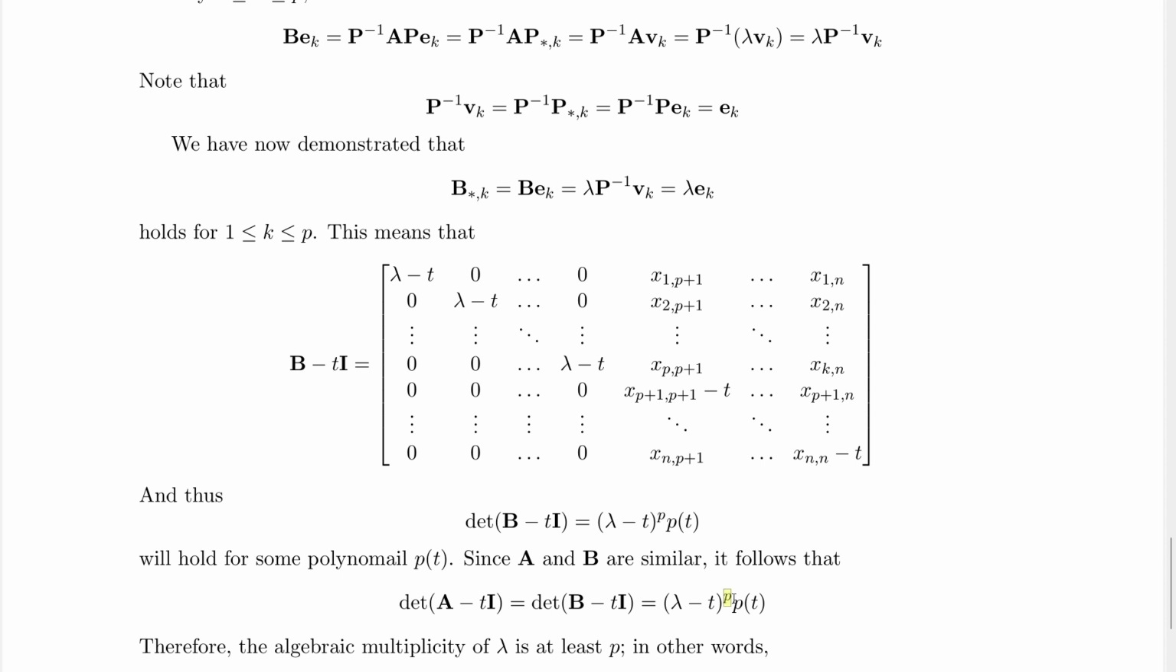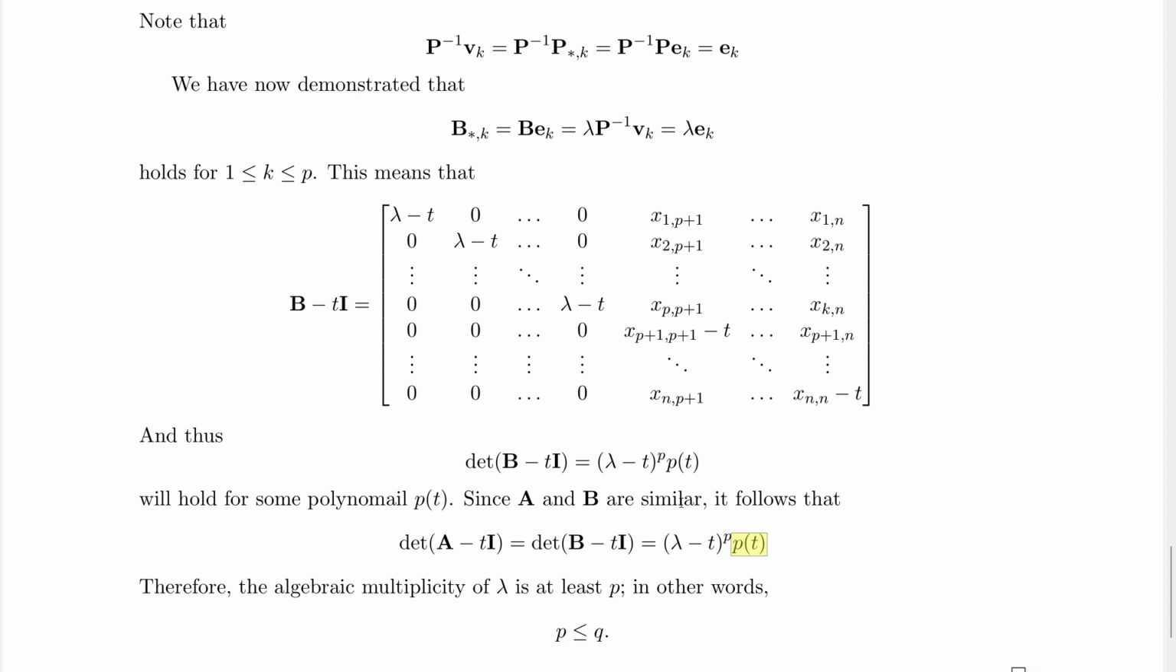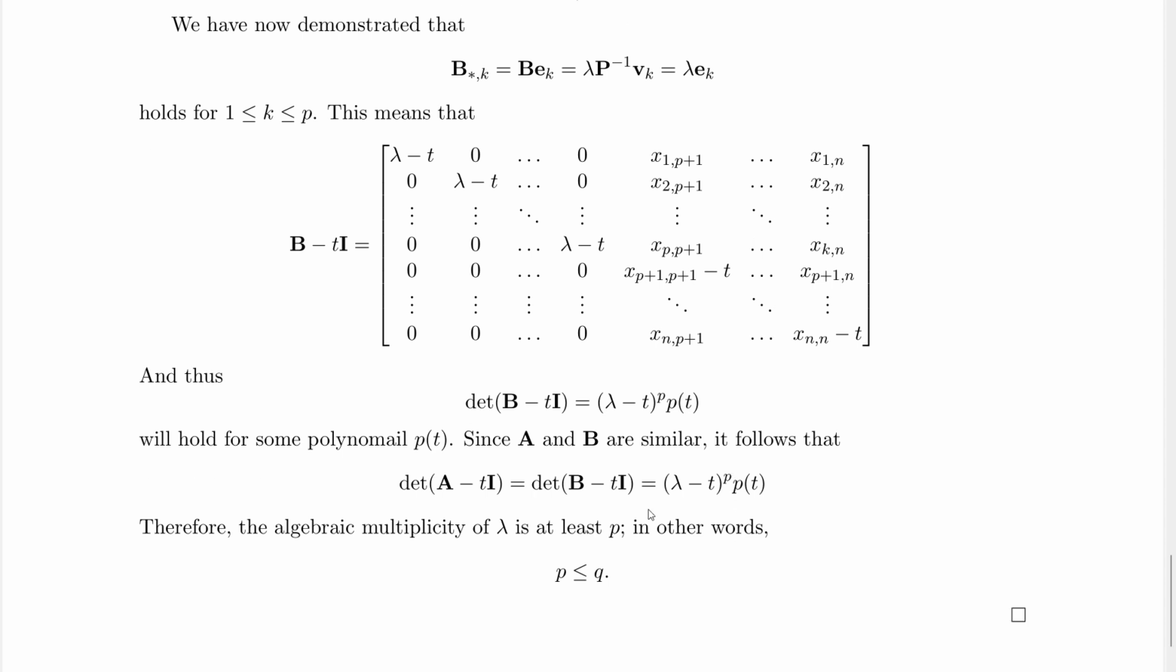Remember, the algebraic multiplicity is the highest power that would appear here. P appears, and maybe there are some more factors that pop out of the polynomial, I don't care. Anyway, it's possible more pop up, but in other words, we know that at least P show up, which means that the algebraic multiplicity is at least P, if not bigger, and thus the proof is over.